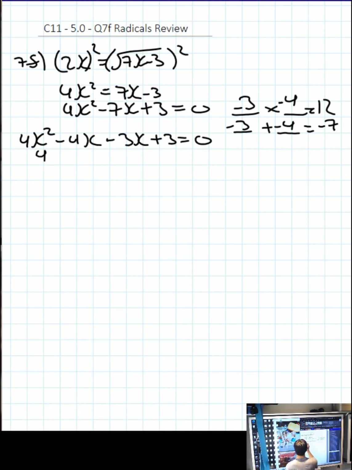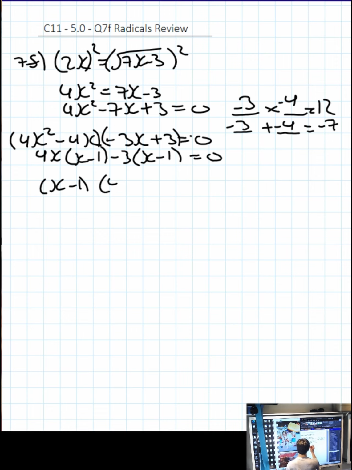Good, so brackets around the first two terms. Do not cut off the negative. Brackets around the second two terms. And we're going to remove a greatest common factor, so we can take out a 4x. So 4x open, x minus 1 close. Then we're going to take out a -3 open, x minus 1 close, equals 0. Then we have a greatest common factor of x minus 1, so x minus 1 and 4x minus 3 equals 0.